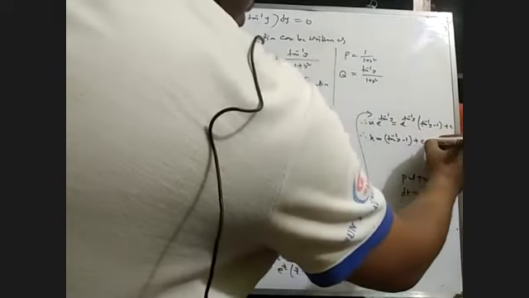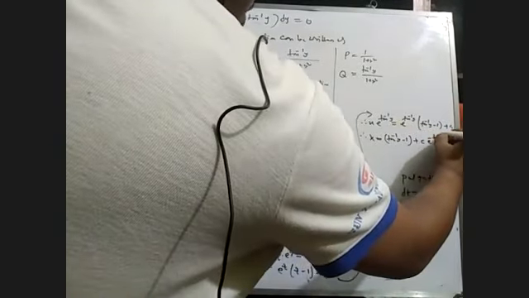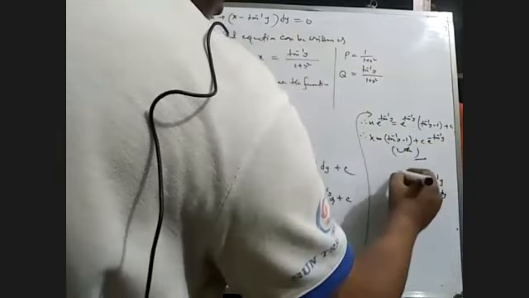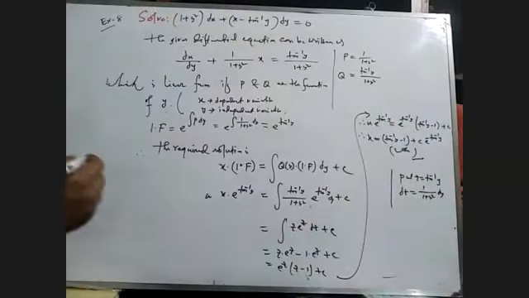e to the power minus tan inverse y. This is the result. This is the answer. This is the required solution of the given differential equation where x becomes the dependent variable and y the independent variable. Remember.